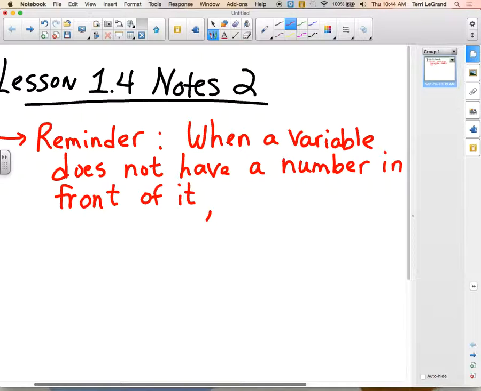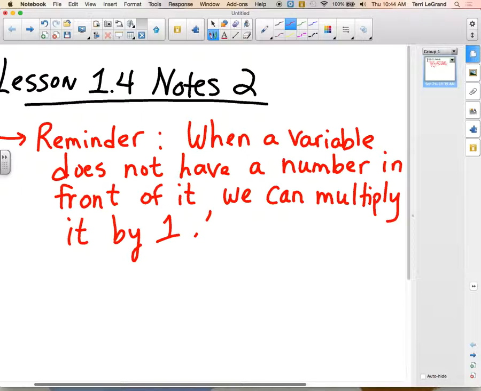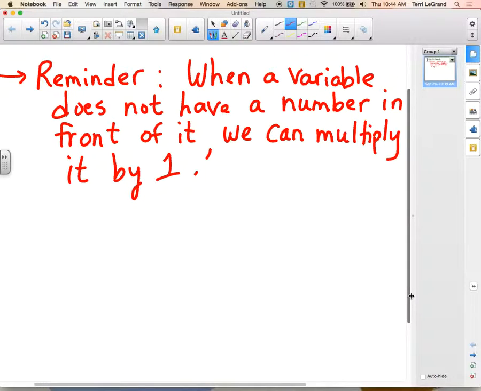So when a variable does not have a number in front of it, we can multiply by 1. In other words, we can insert a 1. Sometimes it's going to be a lot handier for us to do that so that we end up getting the right solutions for these. So let's put a little example here of what this really means. Example. Remember, it's nice to have visuals of things. So here's an example of what I mean.